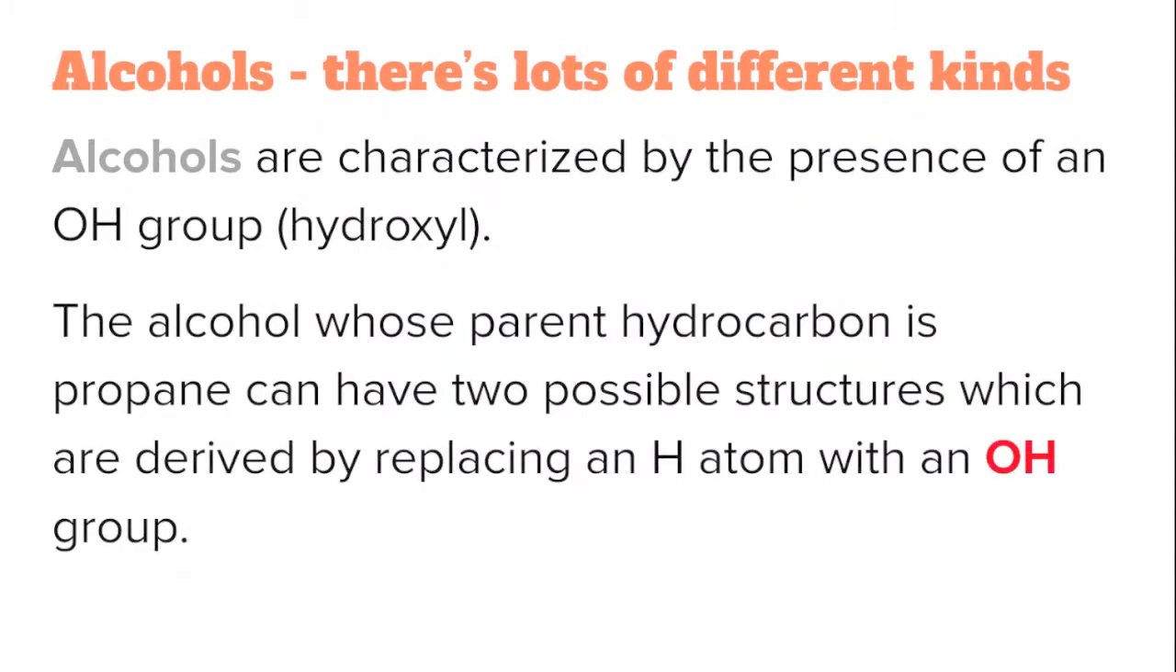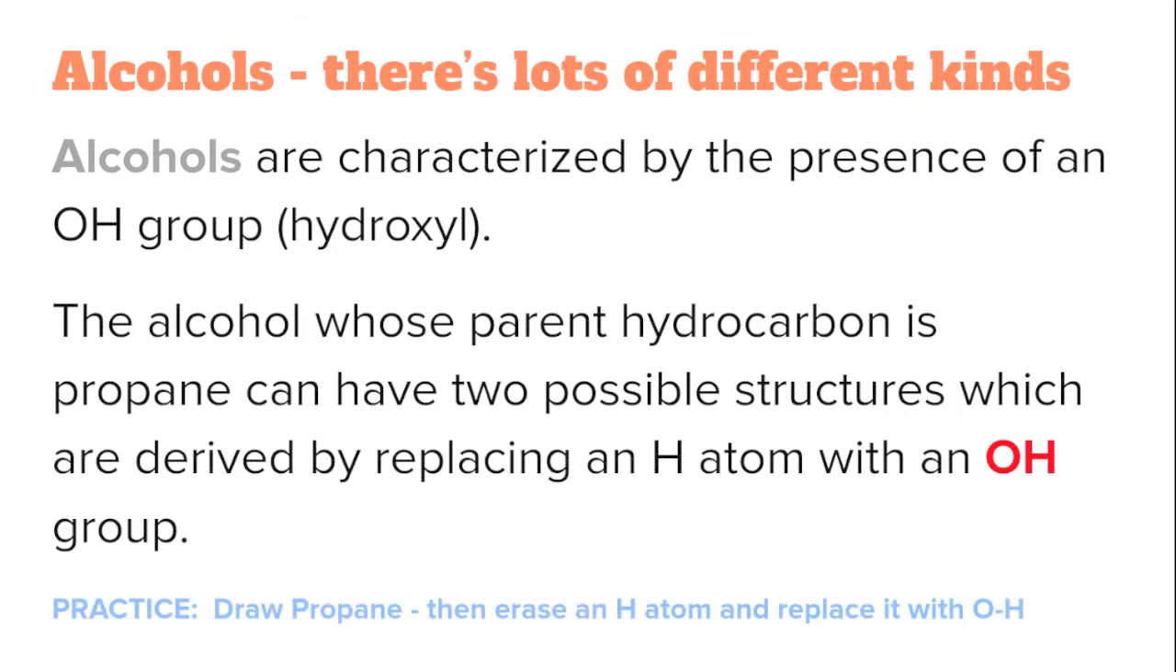Again, we've got a parent hydrocarbon chain, and if you have propane, you can start to have some structural isomers being formed. There are different structural formulas for anything like propanol, for example. So let's start with this. Draw normal propane, erase a hydrogen atom and replace it with an OH. The carbon bonds to the oxygen, and then that oxygen bonds to another hydrogen. Pause the video right now and draw propane, erase any hydrogen atom, and replace it with an OH, okay?